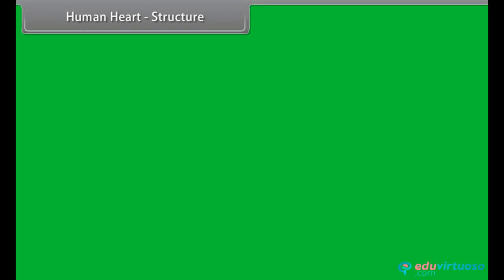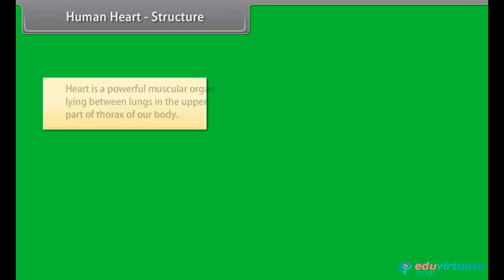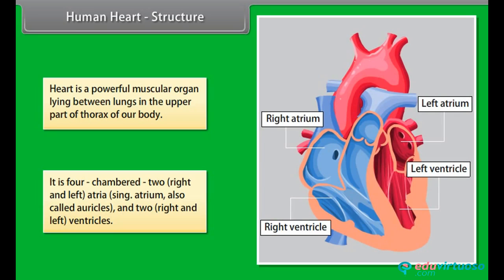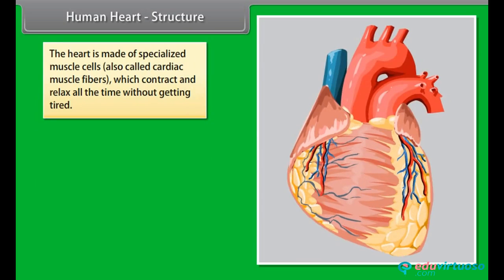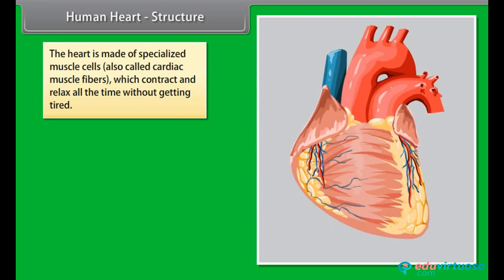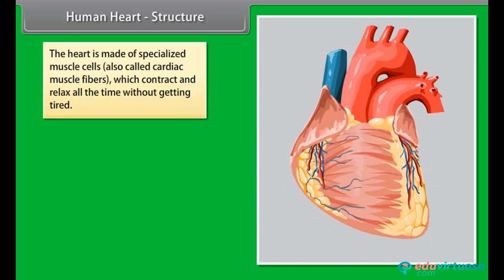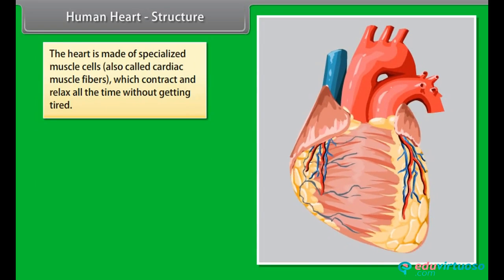Human heart. Structure. The heart is a powerful muscular organ lying between the lungs in the upper part of the thorax of our body. It is four-chambered: two right and left atria, singular atrium, also called auricles, and two right and left ventricles. The heart is made of specialized muscle cells, also called cardiac muscle fibers, which contract and relax all the time without getting tired.